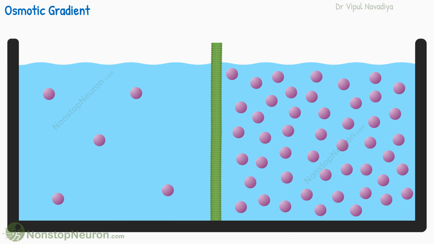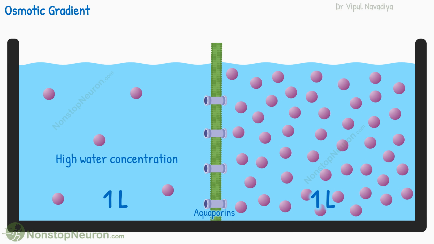For example, let's say this container is filled exactly 1 liter on each side, and the membrane in between has only aquaporins and no other channels, so it's permeable to water only. Now, this solution has fewer solutes dissolved in it, and this solution has more solutes. Looking from the perspective of water, we can say that this side has more water concentration because it has more water, and this side has a low water concentration because it has less water in the same volume. Because of this concentration difference in water, the water molecules diffuse from the left side to the right side.